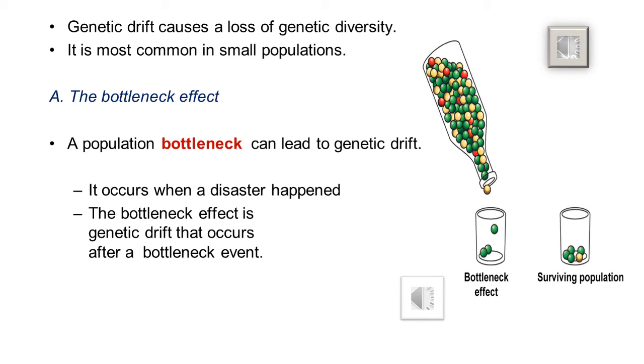The first one, the bottleneck effect. A population that undergoes a bottleneck can lead to genetic drift. What's the meaning of bottleneck? Bottleneck effect means a disaster happens. A disaster leads to losing of alleles, or losing of different traits, in a population. It is called the bottleneck effect because it happened because of a disaster.